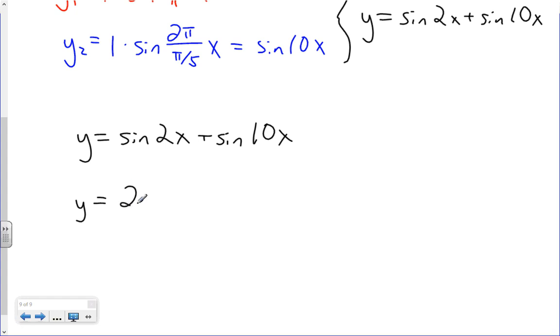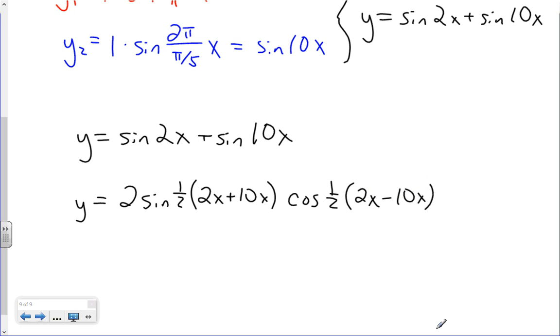So this is equal to 2 times the sine of 1/2 of the sum of those two, 2x plus 10x, and then times the cosine of 1/2 the difference, 2x minus 10x. And now let's simplify this here. So we have the 2 stays out front. I've got 2x and 10x. That sounds like 12x. Half of that is 6x. So it's the sine of 6x. And then 2 minus 10, that's a negative 8. Half of that is a negative 4. So I've got the cosine of a negative 4x.